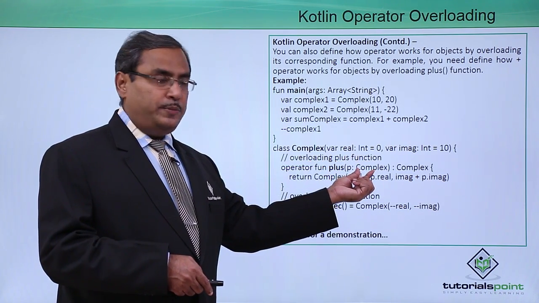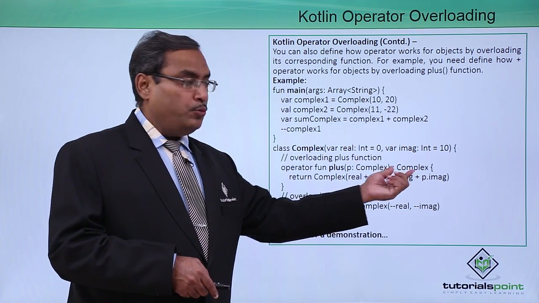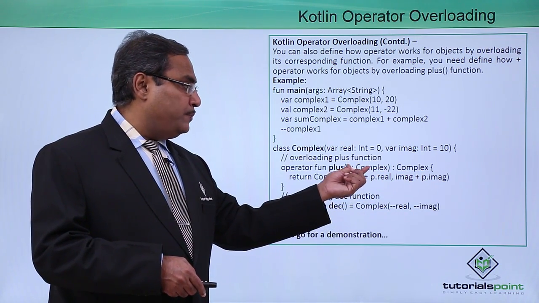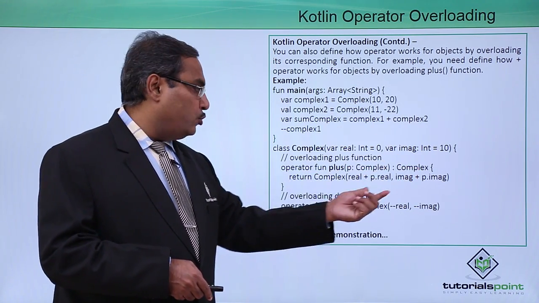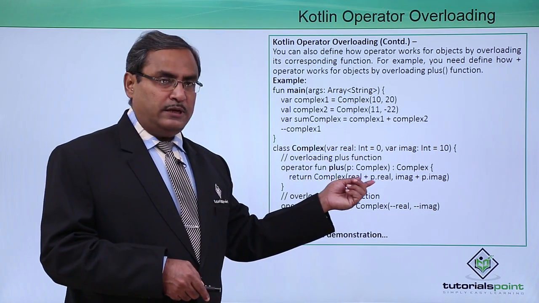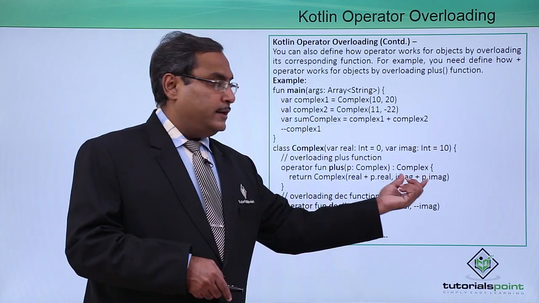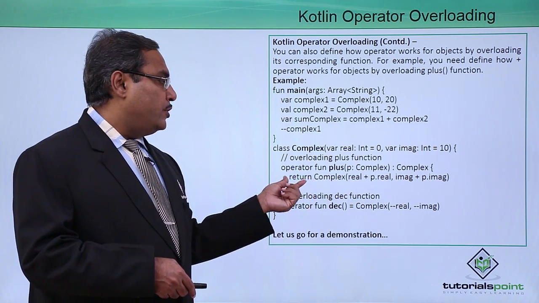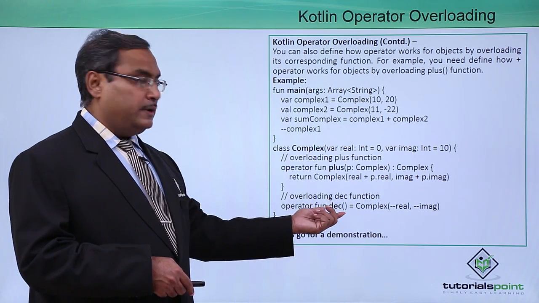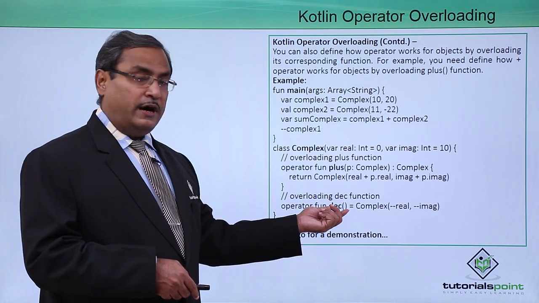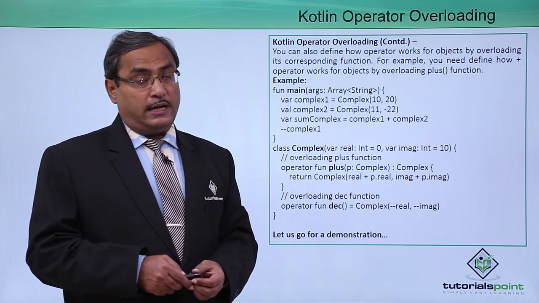Here Complex will be the input argument. After computation, Complex will be the output argument. And here we have written the respective code. The real part will get added, the imaginary part will get added, and that will be returned. So we return a Complex this way. We have also used the plus function, which will be overloaded using these Complex class objects.